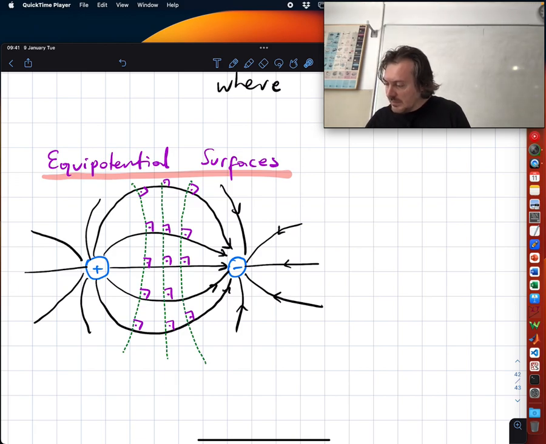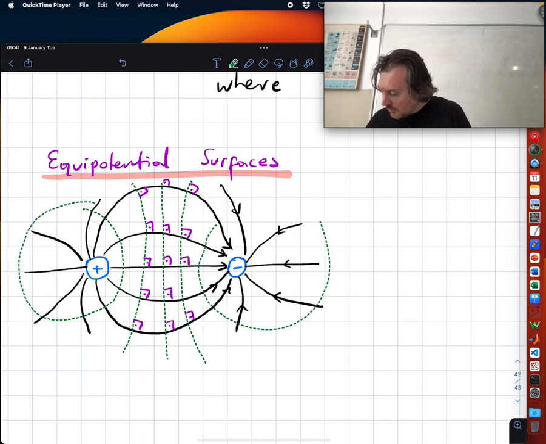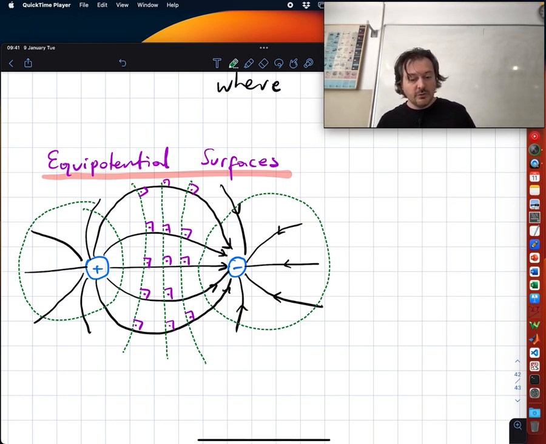So the equipotential surfaces look like this. In this particular case, they look like this, and they are always perpendicular to the electric field lines. So far, so good?